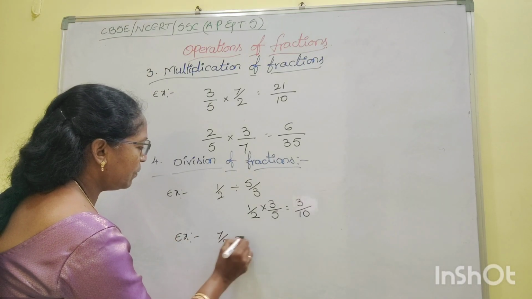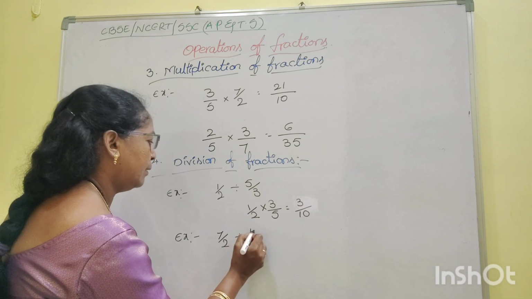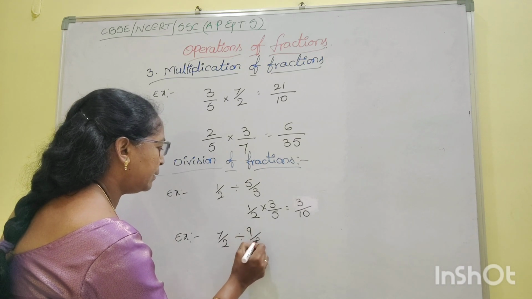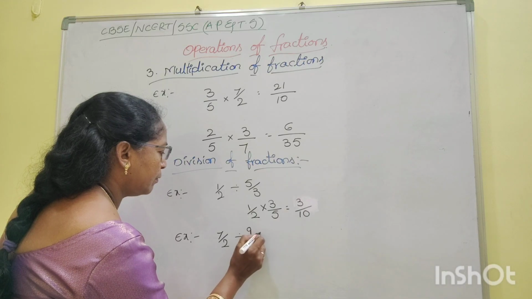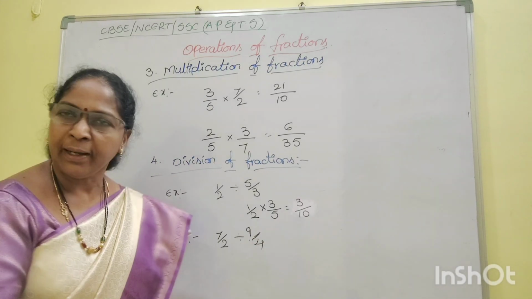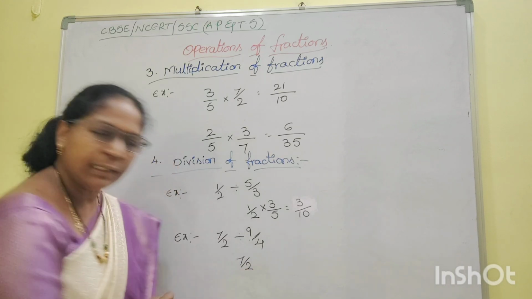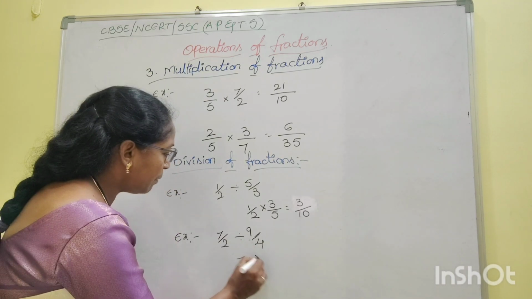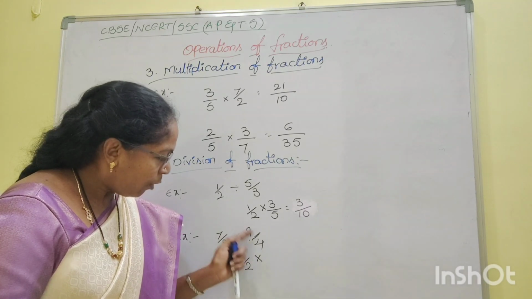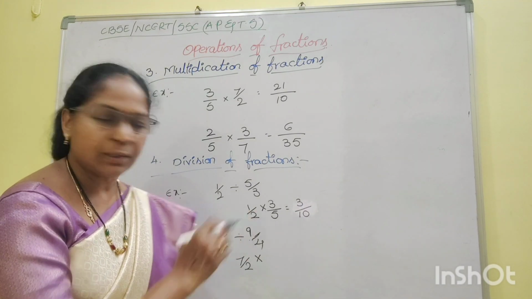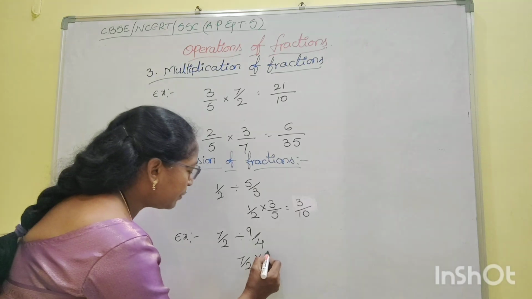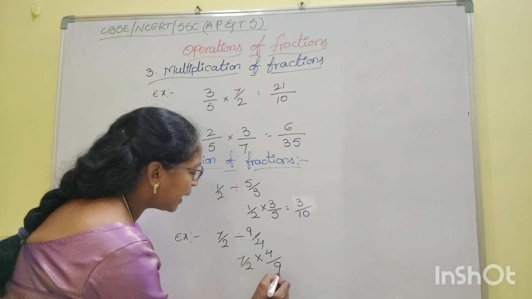And next, one more example here: 7 by 2 divided by 9 by 4. Now, the first fraction 7 by 2 you write as it is, and this division will become multiplication, and the fraction in the denominator will become the reciprocal of the fraction. Now 9 by 4 becomes 4 by 9.